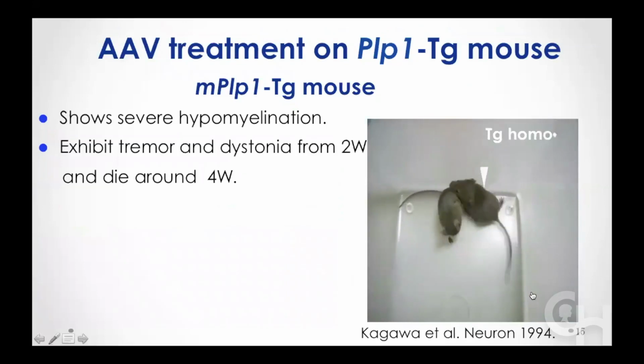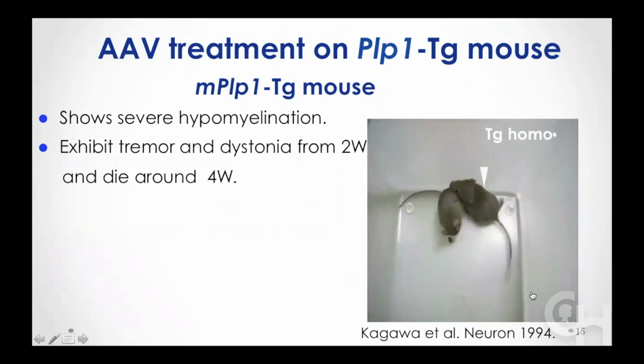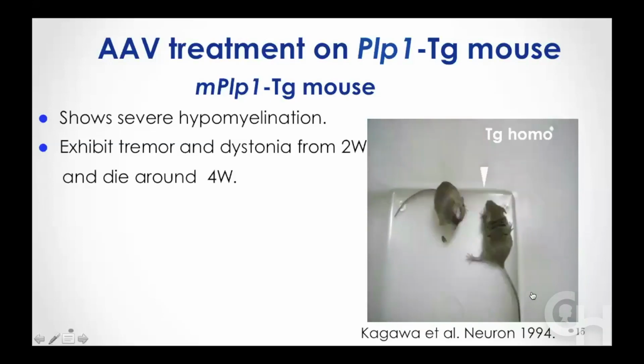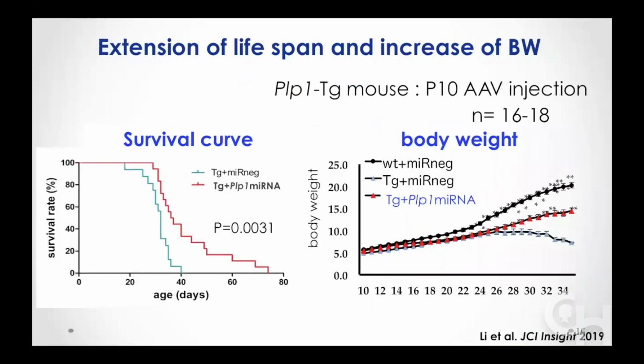Now we have the tool. We next asked if this AAV can rescue the phenotype of the animal model for PLP1 duplication, which is the PLP1 transgenic mice, shown here, which overexpress PLP1. It has been known that these mice show severe hypomyelination in their brain, just like PMD patients, but they can only survive about a month. We directly injected AAV into the brain of TG mice at postnatal day 10 and looked at the survival and body weight curves. The AAV therapy significantly extended the lifespan of TG mice and also rescued the body weight phenotype as well.